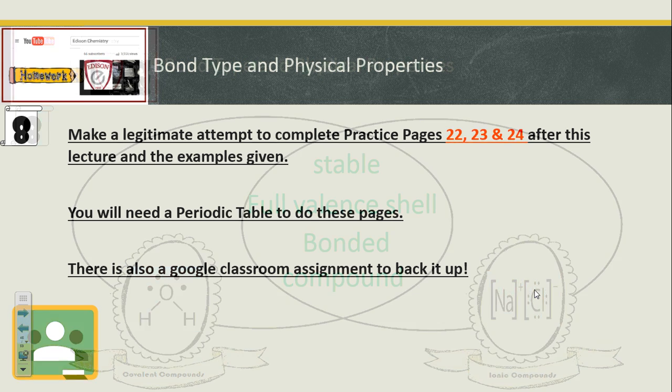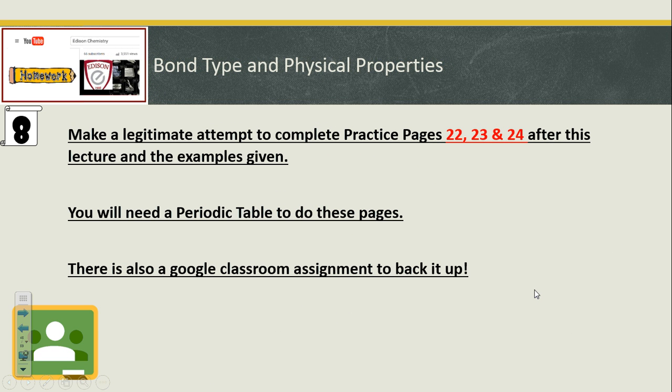Okay, so there are 3 pages of practice based on the properties of metals, nonmetals, metalloids. Nope, that's wrong. Metals, ionic compounds, and covalent compounds. You're going to need a periodic table to do these pages and a Google Classroom assignment to back it all up.